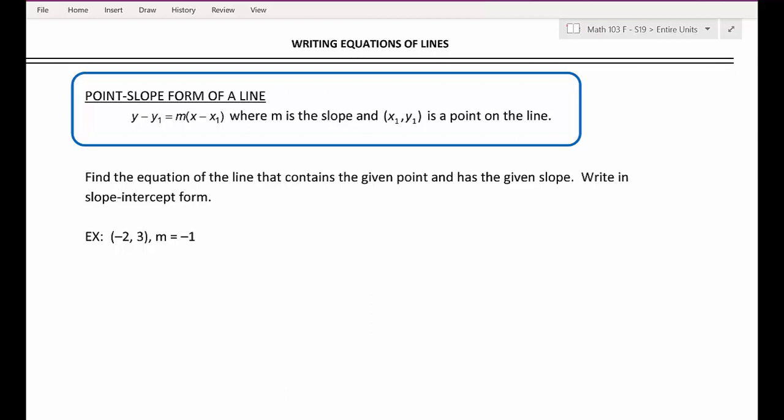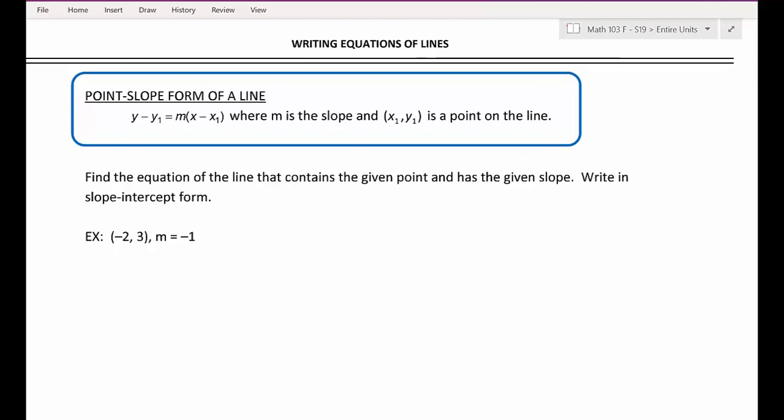In this video, we'll be writing equations of lines. I want to start by introducing point-slope form of a line. Y minus y1 equals m times x minus x1, where m is the slope and x1, y1 is a point on the line. This form of a line is really only useful for writing equations of lines. It's not the only form of a line, though, that we can use to write equations of a line.